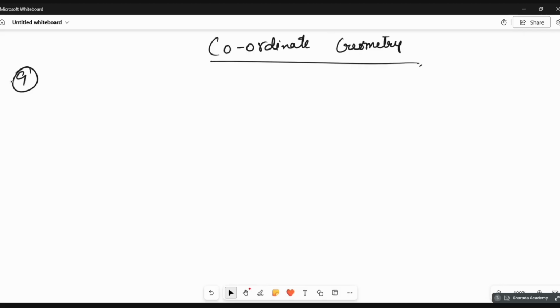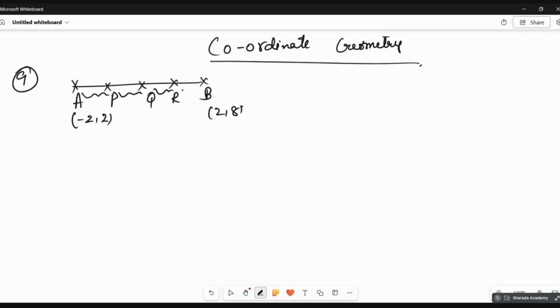Find the coordinates of the points which divide the line segment joining A and B into 4 equal parts. So A point is minus 2 comma 2, B point is 2 comma 8. It is divided into 4 equal parts, P, Q and R. So this is 1 part, 2 part, 3 and 4.